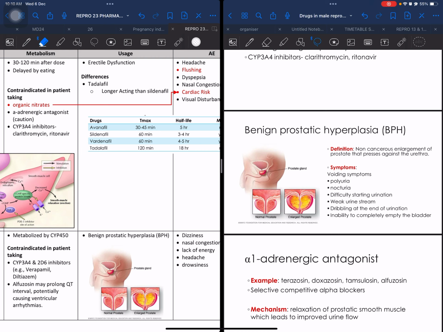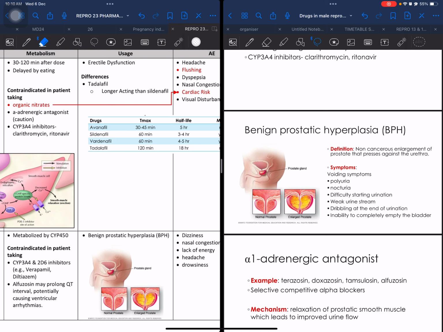Selective competitive alpha blockers. So what does it do? It relaxes the smooth muscle, because just now you have voiding symptoms, reduced by incomplete emptying of the bladder. So when you relax the prostatic smooth muscle, it will improve the urine flow. You have better emptying of the bladder.